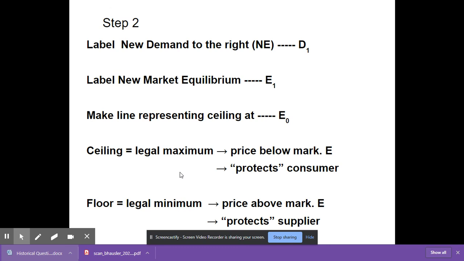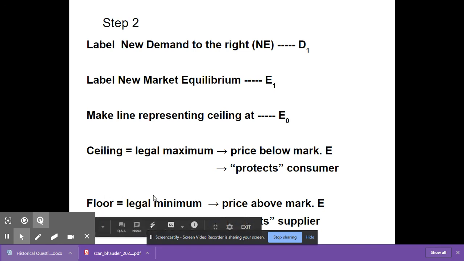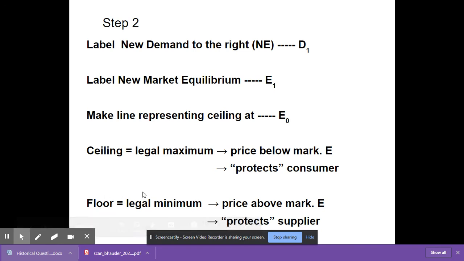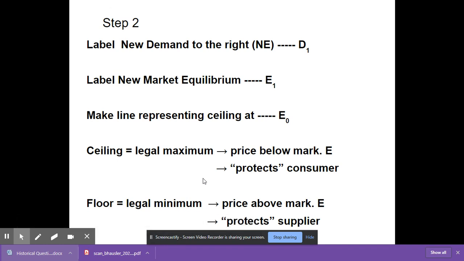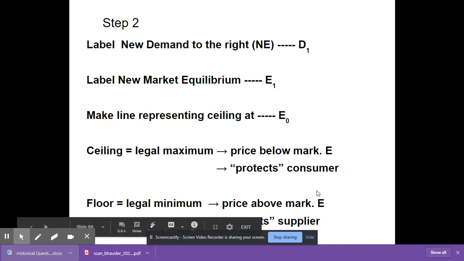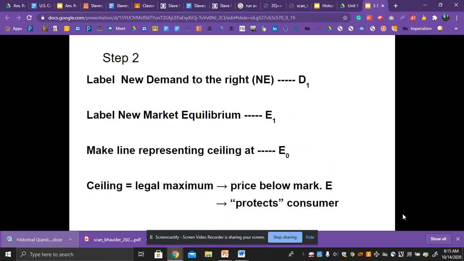And on the opposite end, a price floor is supposed to prevent a price from dropping to the natural equilibrium point, which would protect a supplier. We often see this in the EU with agriculture, where they'll provide subsidies and try to prop up the prices of certain agricultural goods to incentivize farming. Okay, I will share this with you guys.